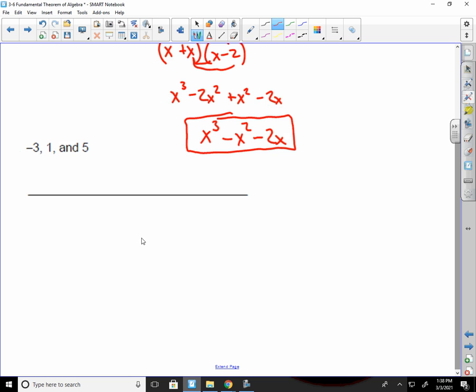For our next one, I have -3, 1, and 5. So I do the same thing. I start out in factored form, switching all those signs. x plus 3 times x minus 1 times x minus 5. Now this is a simpler one again, and so we are just going to distribute. x times x is x squared. x times -1 is negative x. On the inside, 3 times x is positive 3x. And 3 times -1 is negative 3.